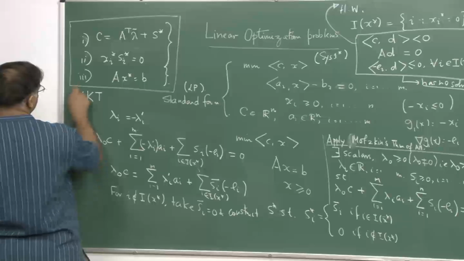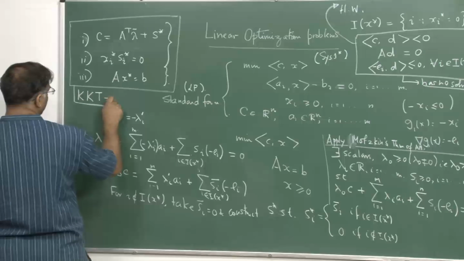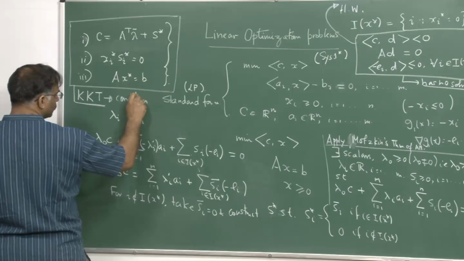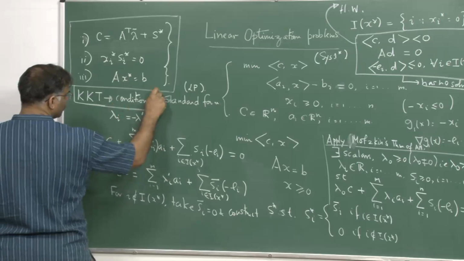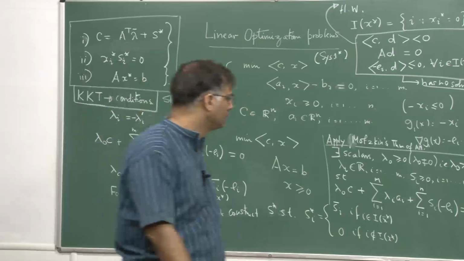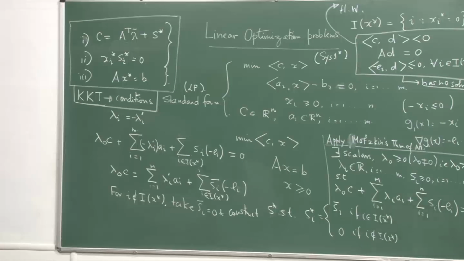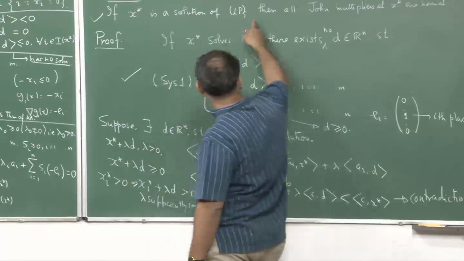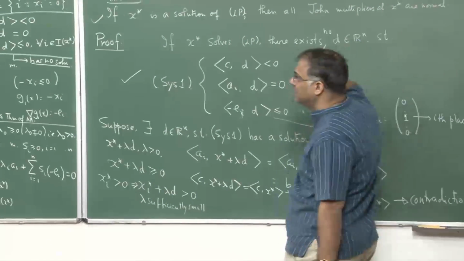This is what we call the Karush-Kuhn-Tucker conditions. So, we have learnt a very important aspect of optimization today, the Karush-Kuhn-Tucker or KKT conditions associated with a linear programming problem, which is essentially the fact that if X star is a solution of the LP problem, then all John multipliers are normal.